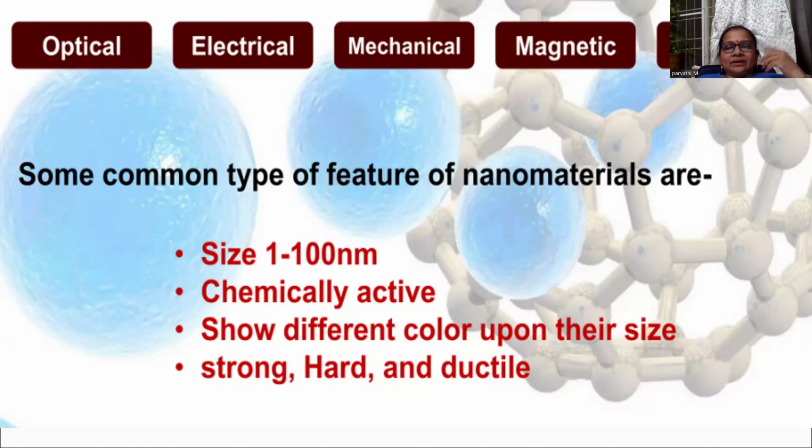Then it should be active in color change, to identify, for example, cancer cells. Based on the size, the color may change, the nanomaterial color may change. So all these during application, it should be very proactive. Then it should be strong, hard and ductile. So these are general characteristics a nanomaterial should follow for various applications.